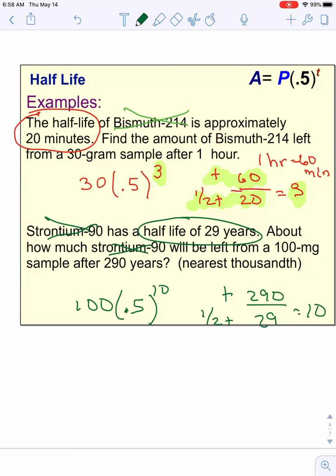So now we raise that to the 10th power, calculate that out, pause the video, see if you can get this. But your answer should be 0.098 grams is left. I don't think I actually ever calculated the first one, so we can do that one as well. The final amount in the first one is actually 3.75. Kind of missed that, sorry.